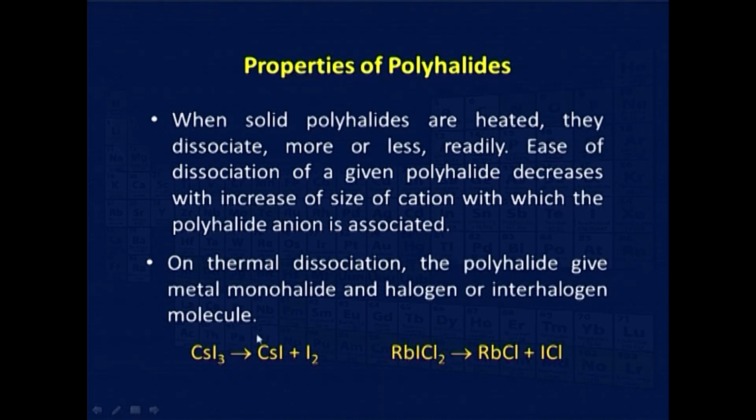This is cesium triiodide, which dissociates on thermal dissociation into cesium iodide and an iodine molecule, and here it is going to produce a molecule of the interhalogen iodine chloride along with this halide.